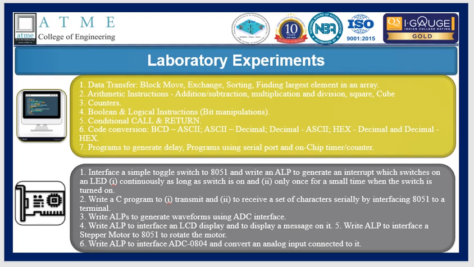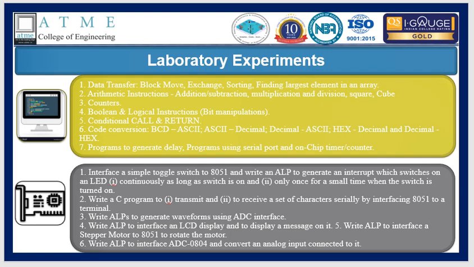The second experiment is arithmetic instructions. In this, addition, subtraction, multiplication, division, square and cubes are executed. The third one is a counter. The fourth one is boolean and logical instructions with bit manipulations. The fifth one is conditional call and return.